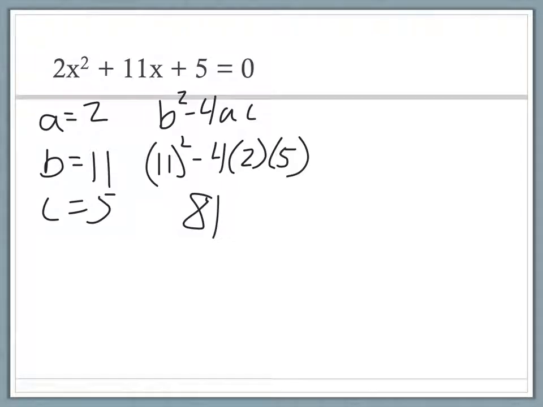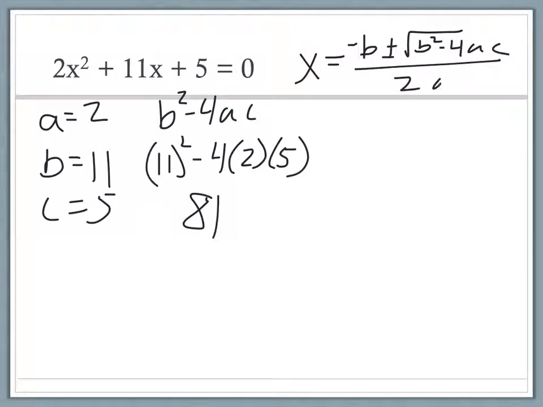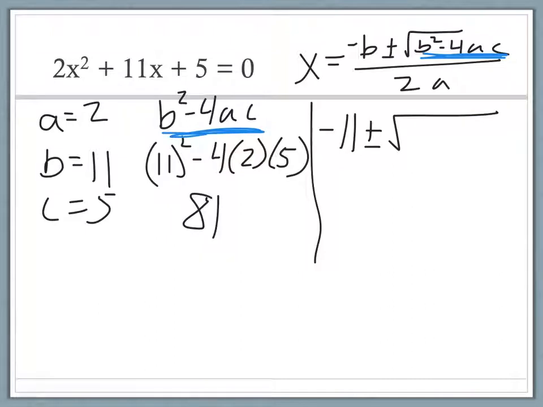Okay, now remember, our quadratic formula is x equals opposite of b plus or minus the square root of b squared minus 4ac all over 2a. Now if you look, we already did the discriminant. We already did this part right here. So we can just plug our number in. That's why I do the discriminant first. So I can go ahead and get opposite of b, so negative 11 plus or minus the square root of 81. I'm just going to plug that discriminant right in there. Okay. All over 2 times my a, which was 2.